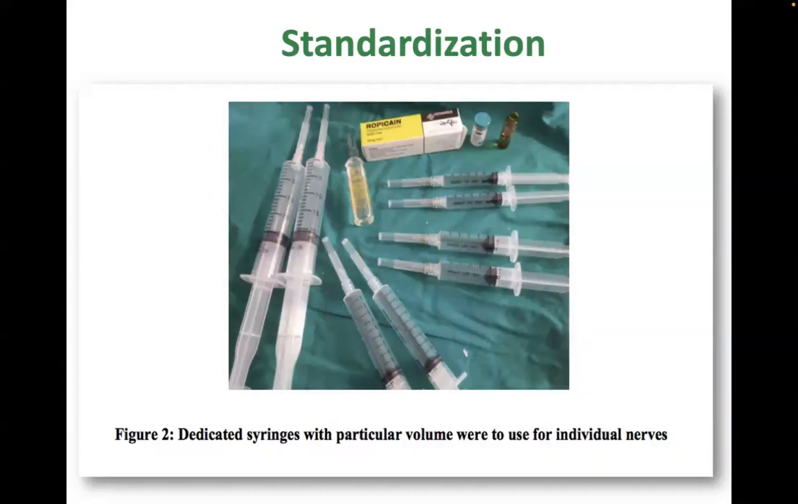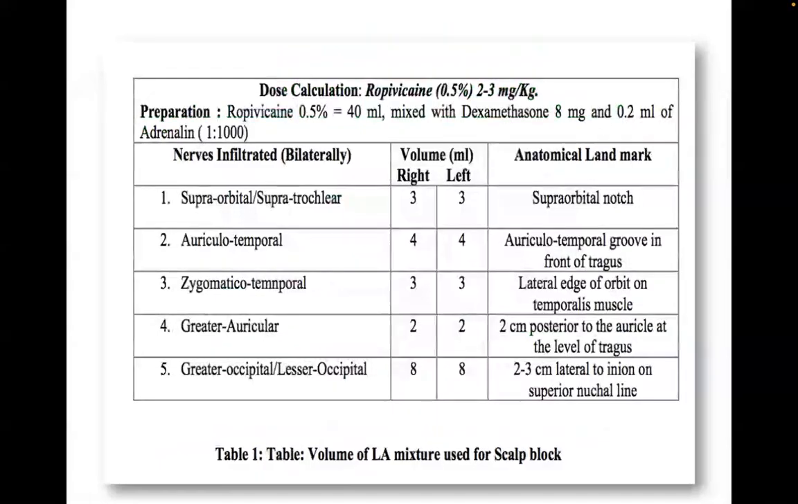And similarly, the provision of general anesthesia and the monitoring would be there before going ahead with any kind of scalp block. This table is just to give you an idea of how we are going to target the individual nerves with the amount of local anesthetic. It's not mandatory that you use a fixed volume. It's just a suggestion, based on our experience and what we have learned from our colleagues in Milwaukee.